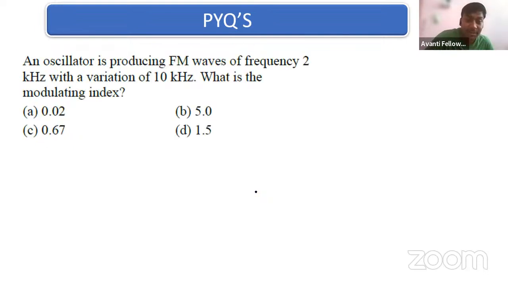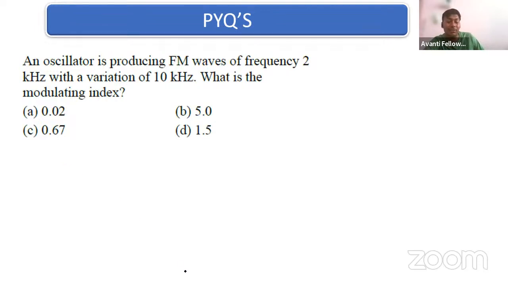Now see this question. I have taken all the questions that were asked in your NEET exam, and some questions are also from another competitive exam, AIPMT, which was previously known as AIPMT. Now it has been converted to NEET. So this is the question: an oscillator is producing an FM wave of frequency 2 kilohertz with a variation of 10 kilohertz. Variation means bandwidth, and the frequency is given as 2 kilohertz. In that case, what will be the modulation index? Can anyone tell what the modulation index is here?